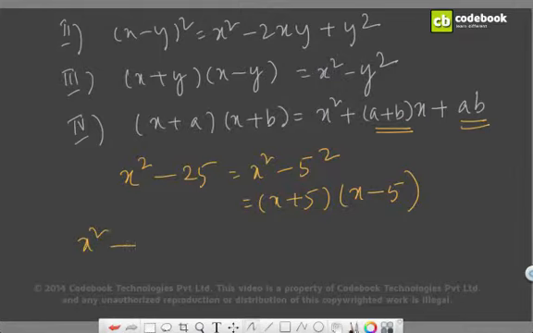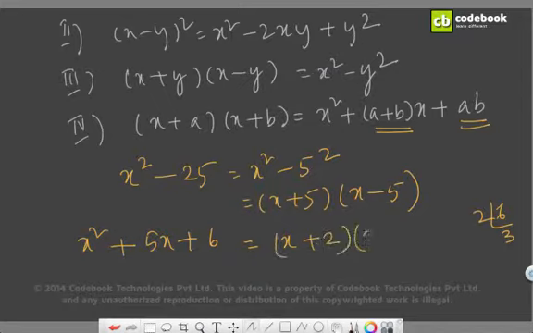Similarly, if you are given x² + 5x + 6 and you are asked to factorize this, this is a quadratic polynomial. Find two numbers whose product is 6 and whose sum is 5. If you factorize 6, you get 2 and 3. The sum of these two is 5 and the product of these two numbers is 6. So we can express this as (x + 2)(x + 3). In this way you can apply identities and factorize polynomials very easily.